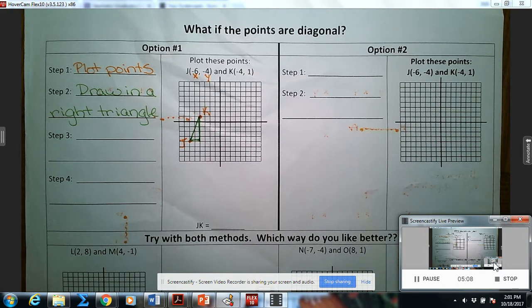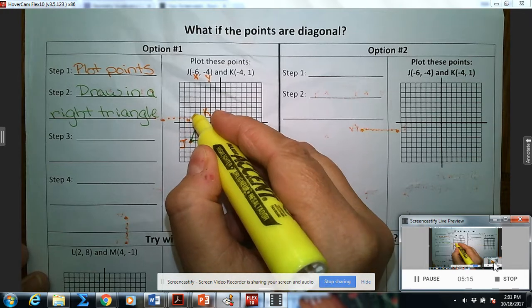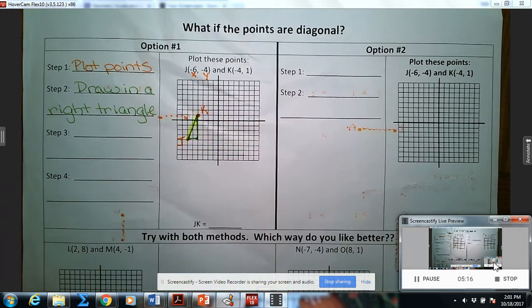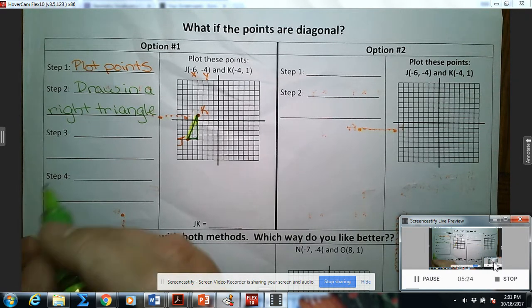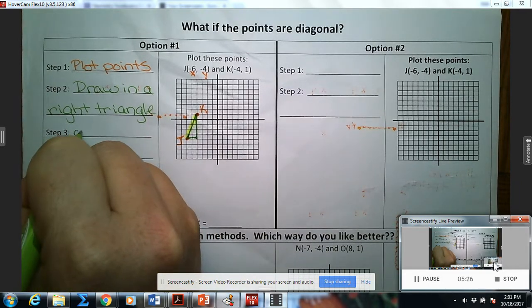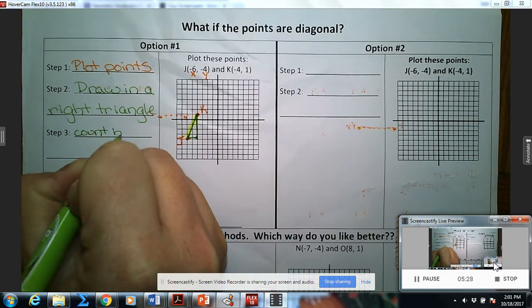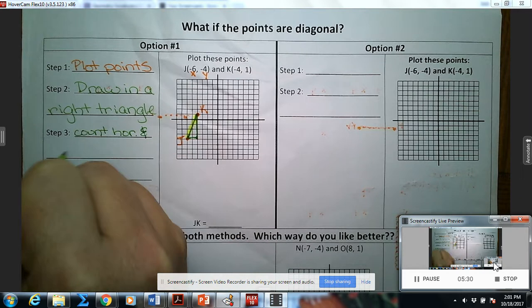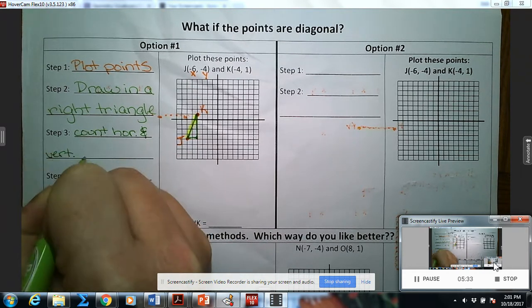Okay, now I'm trying to find the distance from J to K, so I'm going to go ahead and highlight that as what I'm trying to find, but I'm going to use the triangle to help. To use the triangle, I need to count the distance on the horizontal and vertical path. So count horizontal and vertical distances.